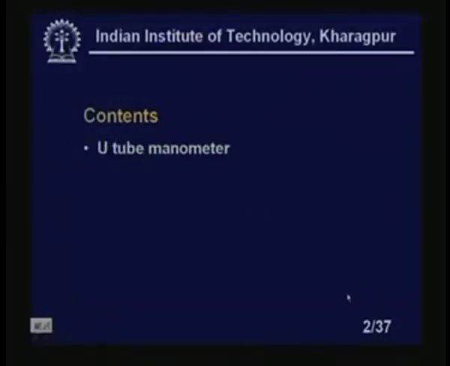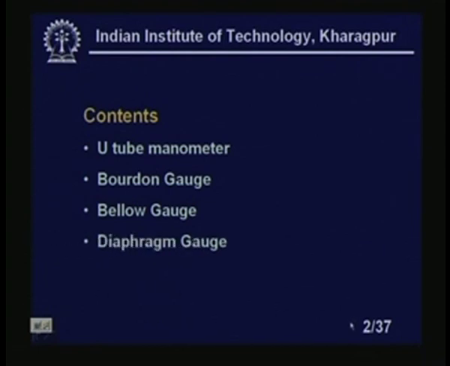Now, the contents of this lesson are the U-tube manometer, then the Bourdon gauge, which is basically used for high pressure measurement. Then we have bellows gauges. Mostly we will find the U-tube manometer, Bourdon gauge and bellows gauge are monitoring instruments and not transmitting, though in the U-tube manometer people try to make a monitoring instrument. Then we will discuss the diaphragm gauge.